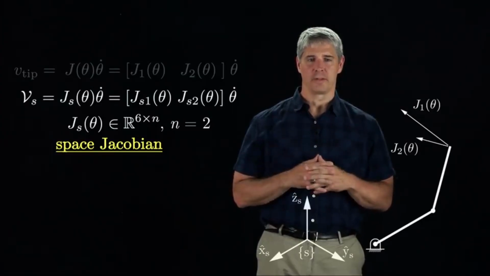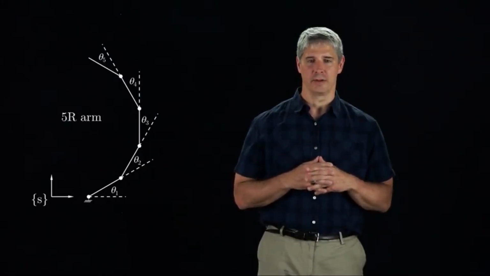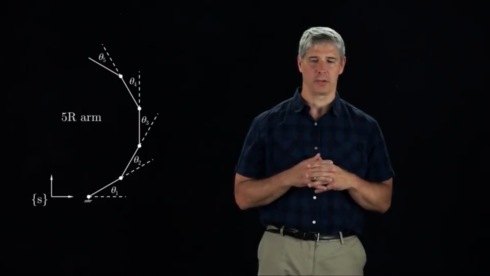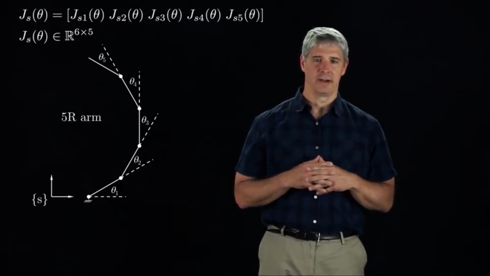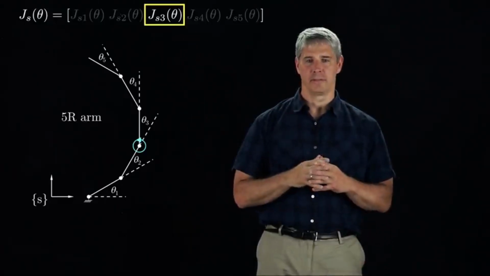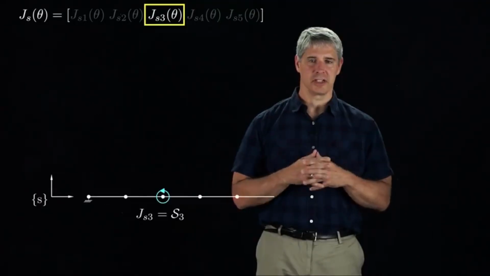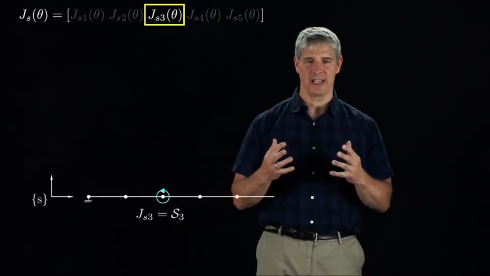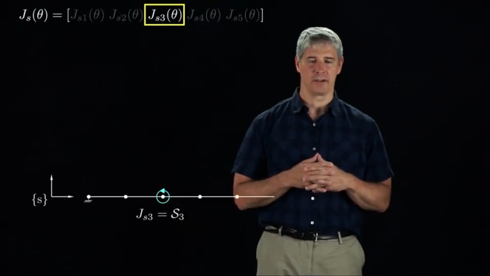To derive the form of the space Jacobian, let's use a specific example, a 5R arm whose joint angles are given by theta 1 through theta 5. Then the space Jacobian is 6 by 5. Let's focus on Js3, the third column of the space Jacobian, which corresponds to the spatial twist when the velocity at joint 3 is 1 and the velocity at all other joints is 0. If all joint angles are 0, then Js3 is simply S3, the screw axis of joint 3 when the arm is at its 0 configuration.